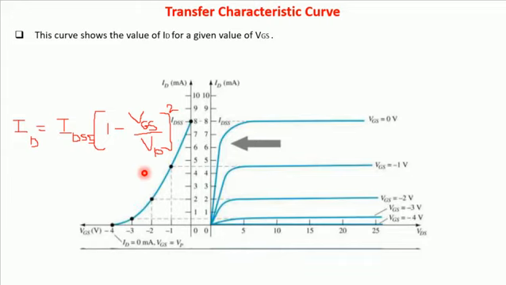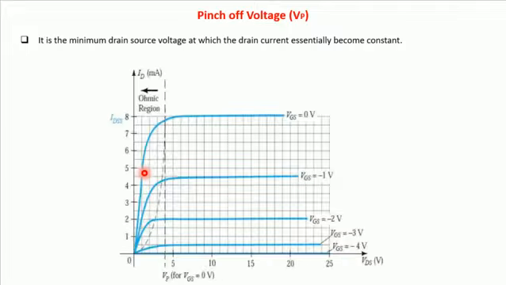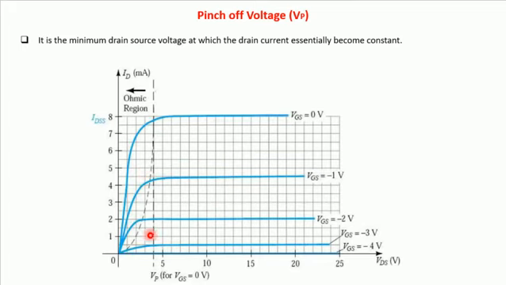After this, we are going to discuss the pinch off voltage. We have discussed a little bit about that. Now, what do we exactly mean by pinch off voltage? It is the minimum drain source voltage at which the drain current becomes constant, and it occurs in the IV characteristics. We can see over here that is our pinch off voltage. After this condition, the region of operation will be changed.